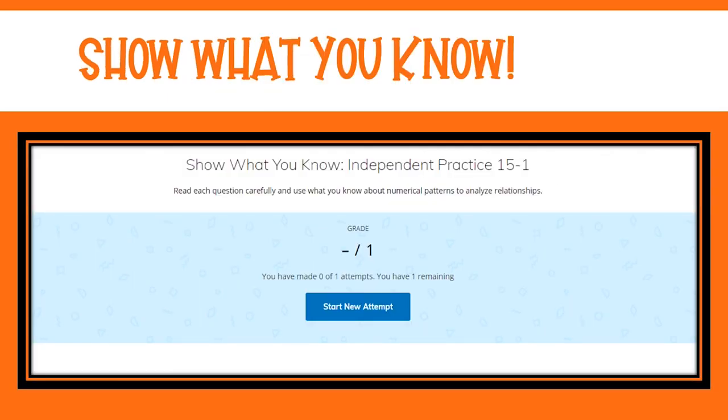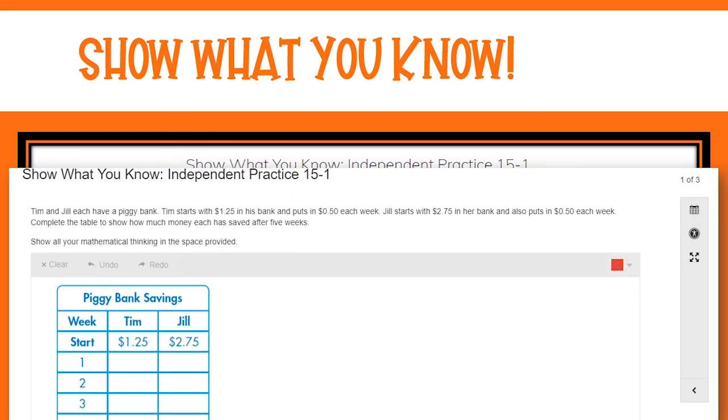Then, when you're feeling confident and ready to move on, you can head over to the Show What You Know section of your Schoology page to complete the formative assessment portion of the lesson. Here, you'll be prompted to begin your independent practice assignment, assigned to you by your teacher. There, you will have the opportunity to solve problems much like you've practiced today. Take your time and be sure to read all the directions carefully. Use scrap paper when necessary.